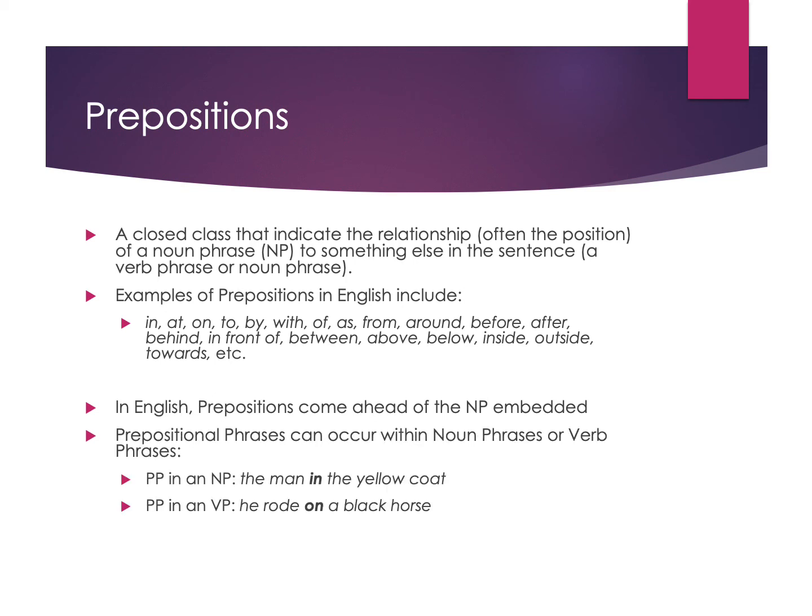So in a link between a noun phrase and a noun phrase, the man in the yellow coat. The yellow coat is linking to that preposition, so it's in it, that noun phrase, but it's linking to the noun in front of it, the man. So it's telling me something about the man. But if I say he rode on a black horse, that is giving me information about how the riding took place. It's telling me about that verb. So these can go either with a noun phrase or with a verb phrase.